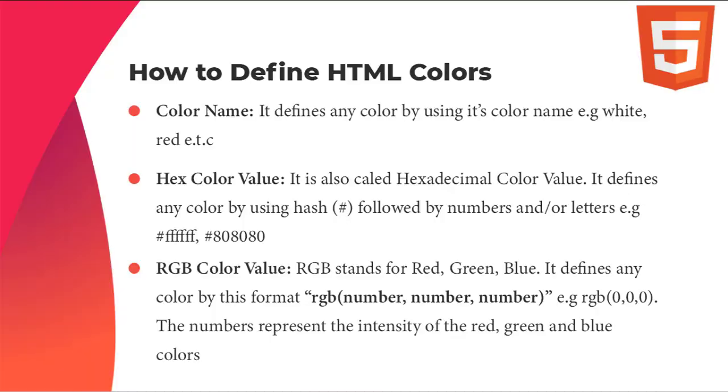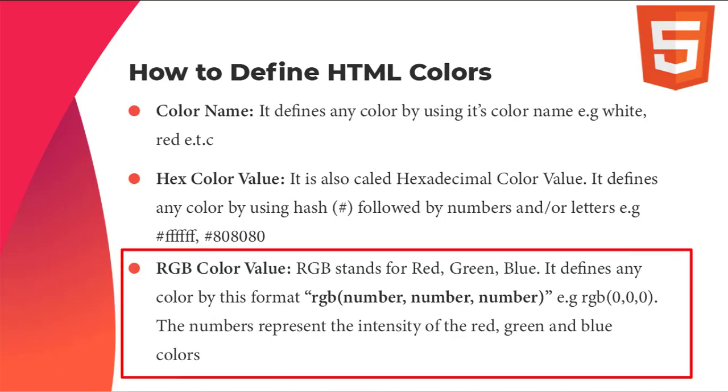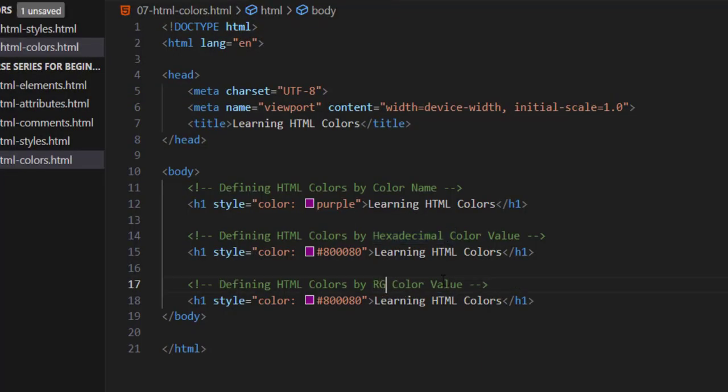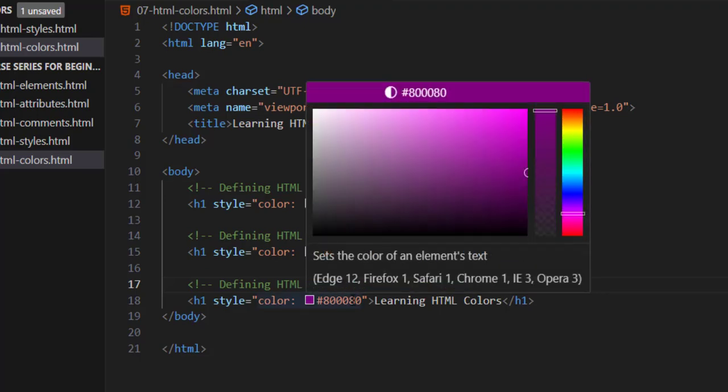Now this one I'm talking about using RGB color. So I'll say defining HTML colors by RGB color value. RGB means what? RGB stands for red, green, blue, and it defines a color by this format. What I'm going to do is this. I'm just going to hover my mouse on this color now, on this hex value, and I can just come over here and toggle the color option now and click RGB value. This is HSL, I think hue, saturation, and lightness, something like that.